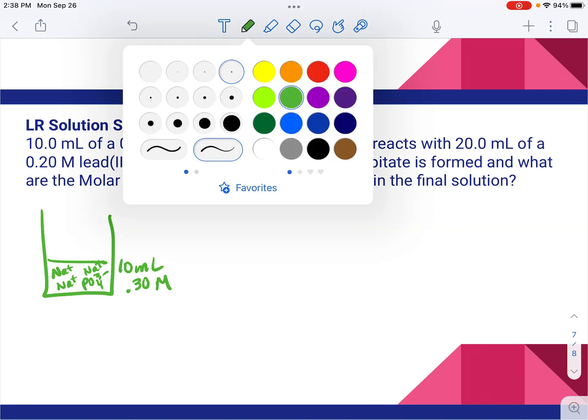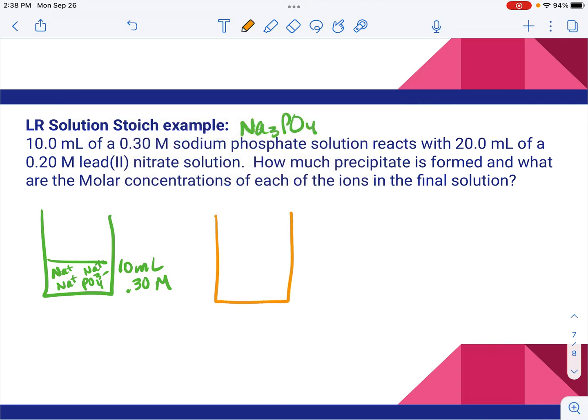And I have another beaker that contains 20 milliliters of 0.2 molar lead(II) nitrate. So lead(II) nitrate is Pb(NO3)2, which means that I have a Pb2+ and 2 NO3- floating around in there for every one. So really what I have is 0.2 molar Pb2+ and 0.4 molar nitrate. If that's confusing to you, I'll show you those calculations in just a second.